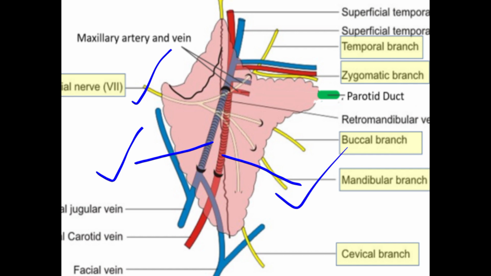What are the structures seen within the parotid gland? From superficial to deep: facial nerve, retromandibular vein and external carotid artery. Let us trace this facial nerve.